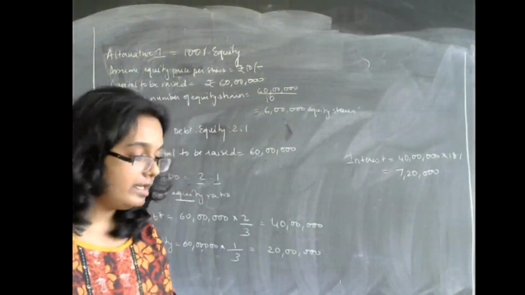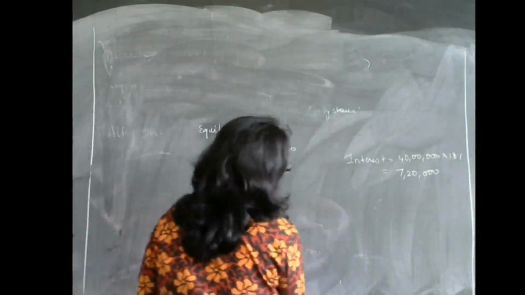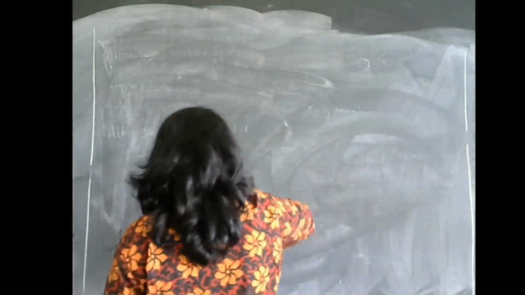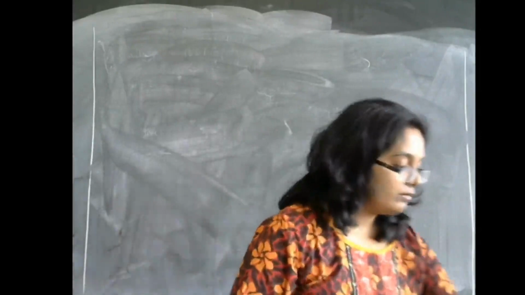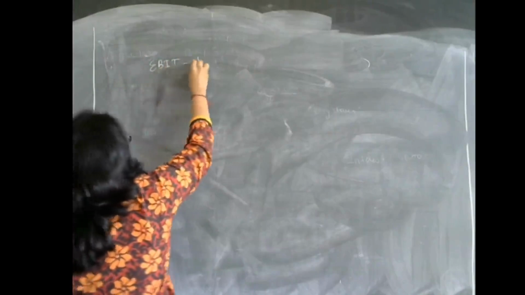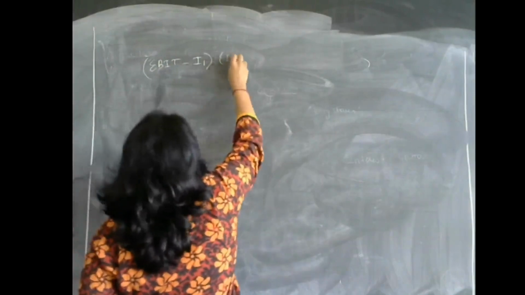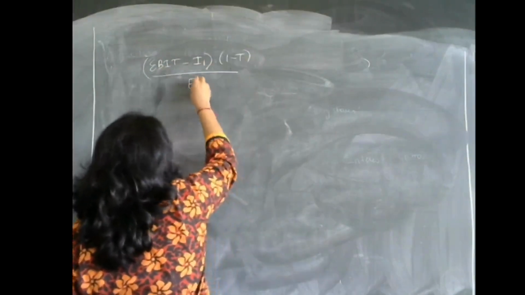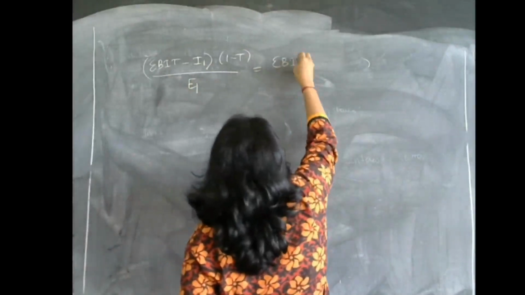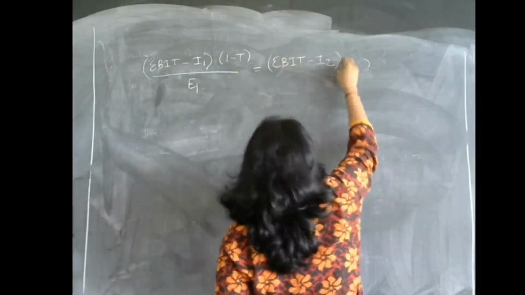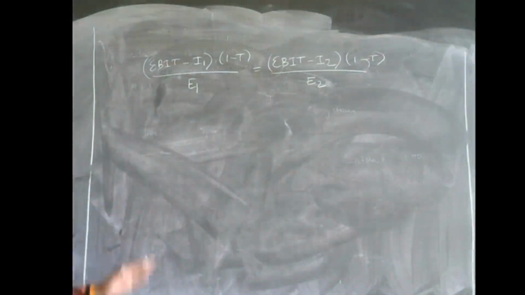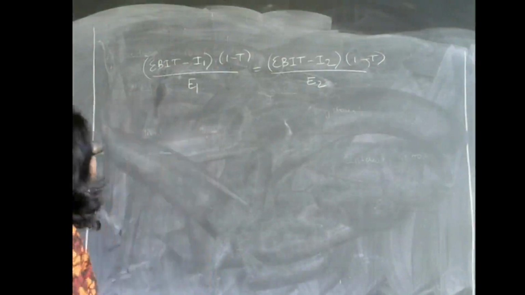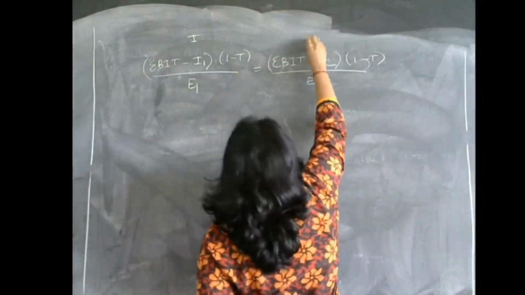Okay, so now let us calculate the indifference point. Whenever such problems are given, make sure that you write down this information. Alternative 1, alternative 2, what are the details, and then accordingly go ahead and solve the indifference point problem. Okay, otherwise you all will get confused. Okay, let us write down the formula. EBIT minus interest in plan 1 into 1 minus tax divided by number of equity shares in plan 1 is equal to EBIT minus interest in plan 2 into 1 minus tax divided by number of equity shares in plan 2. Let us solve this. Okay, so EBIT, this is plan 1 and this is plan 2.